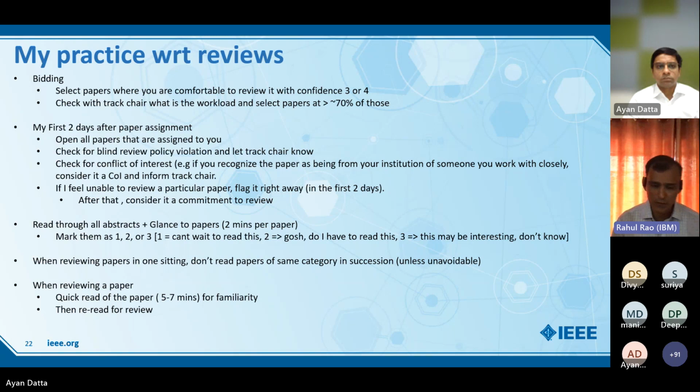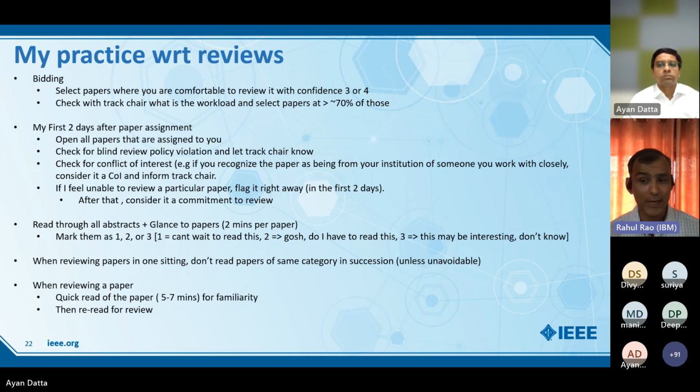When the first set of paper assignments come, or at least you get an email saying the papers have been assigned to you, please review this, and the deadline is 4 weeks away. Most people say, oh yeah, it's 4 weeks away, I'll look at it later. I try to open all the abstracts or all the papers in the first couple of days and do a quick glance through them. First, look for any violations that exist.